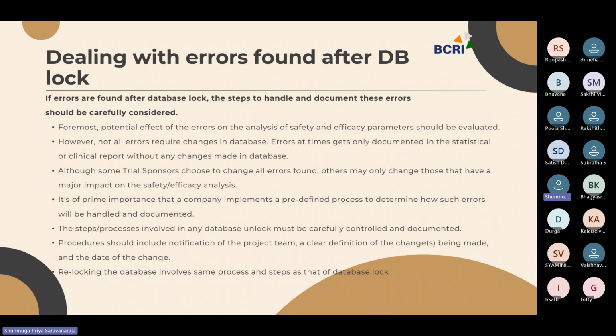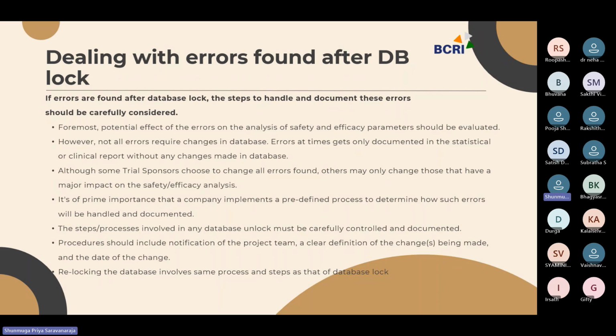Although some trial sponsors choose to change all the errors found, others may change only whatever is mandatory, or whatever might affect the safety and efficacy analysis. So it's of prime importance that a company implements a predefined process to determine how such errors can be handled and documented. The steps involved in any database unlock should be carefully controlled and documented, and a snapshot for each activity should be taken.